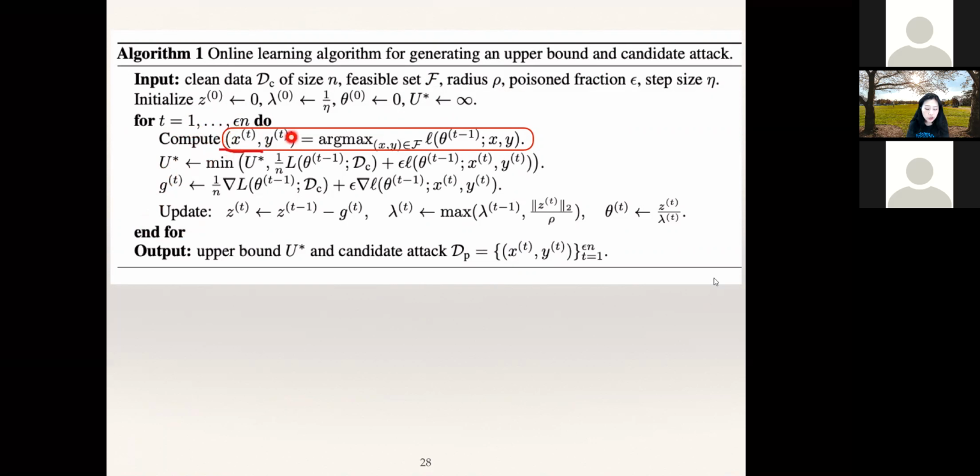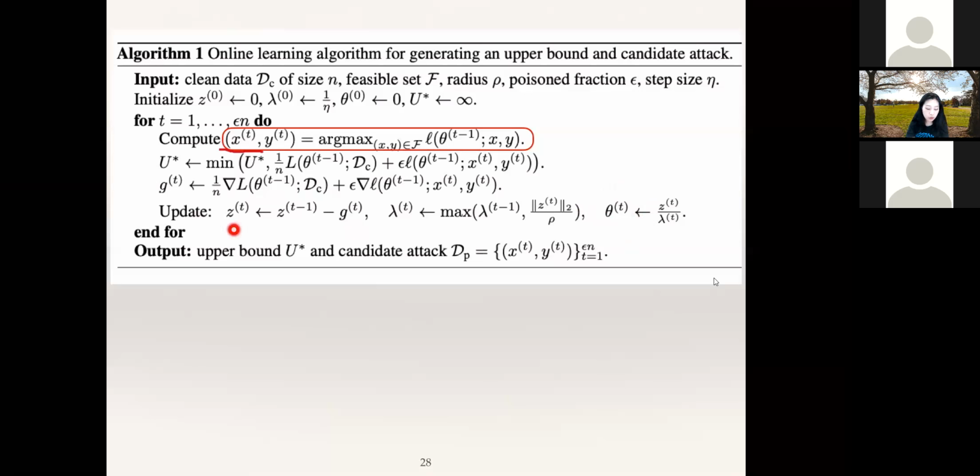Once you get this xt, yt, you get this u star. What is u star? It is just the minimization of this term multiplied with this epsilon l, the loss of this term. This is related to your u star before. Then you do an update, finding the gradient with respect to this loss function. Then you update your z, and essentially you update your lambda, and using the lambda and z, you update your theta.